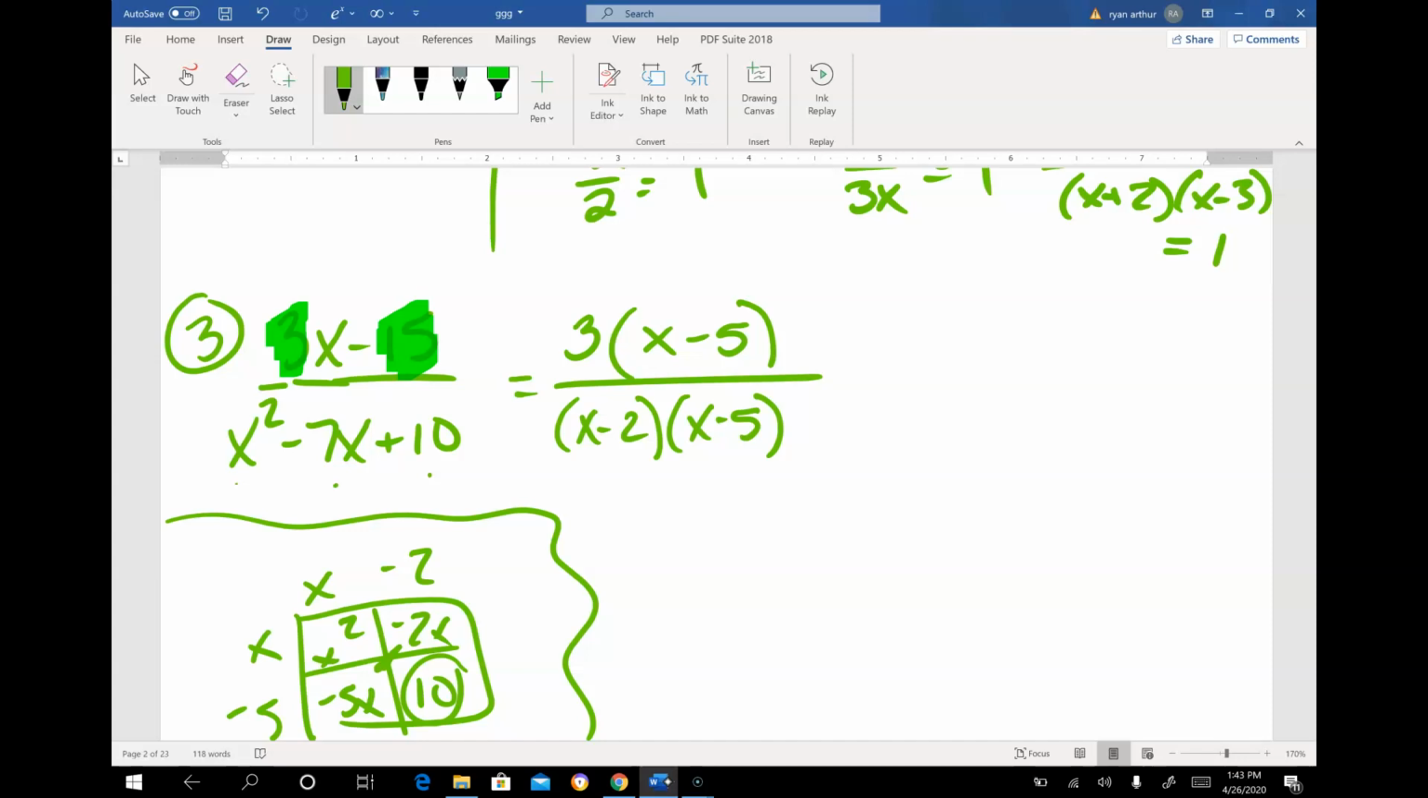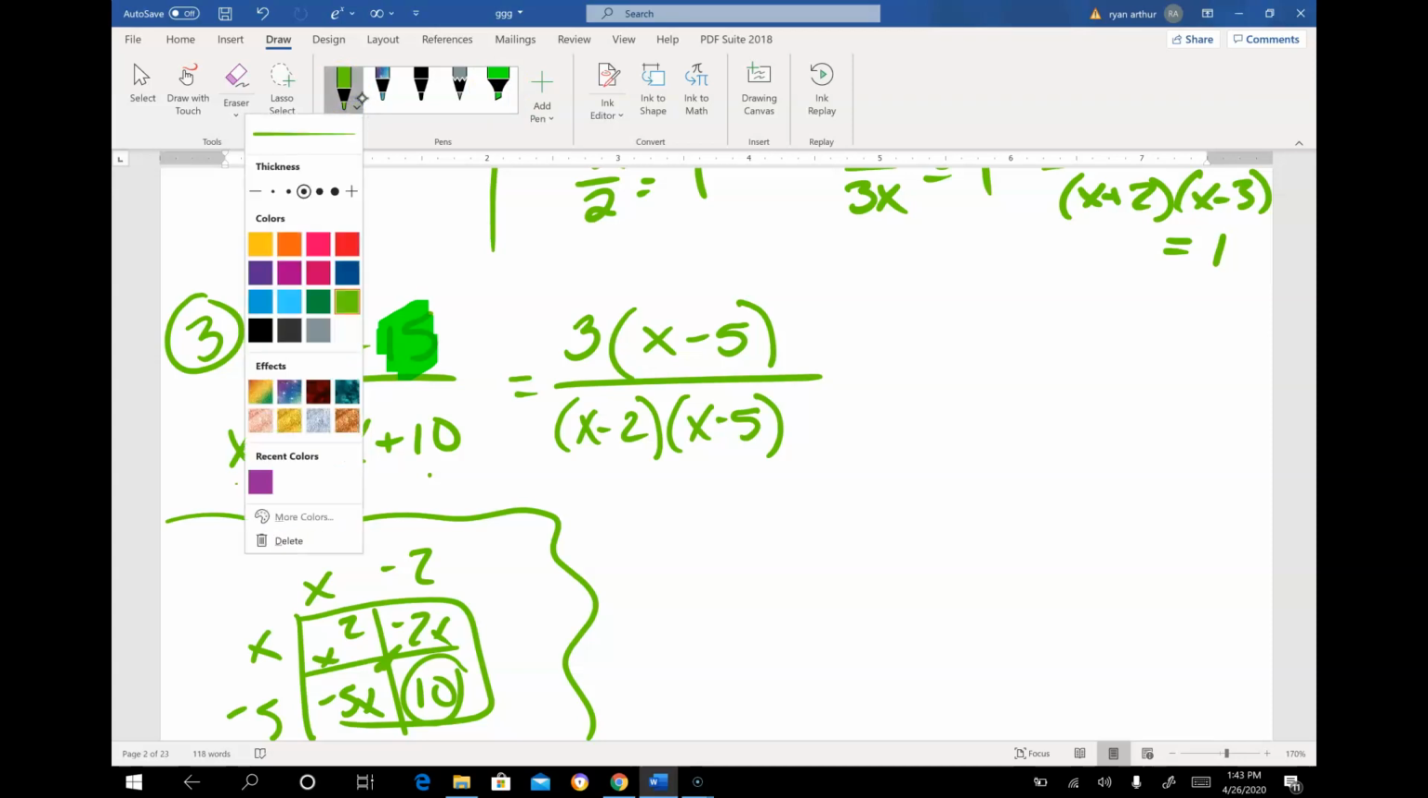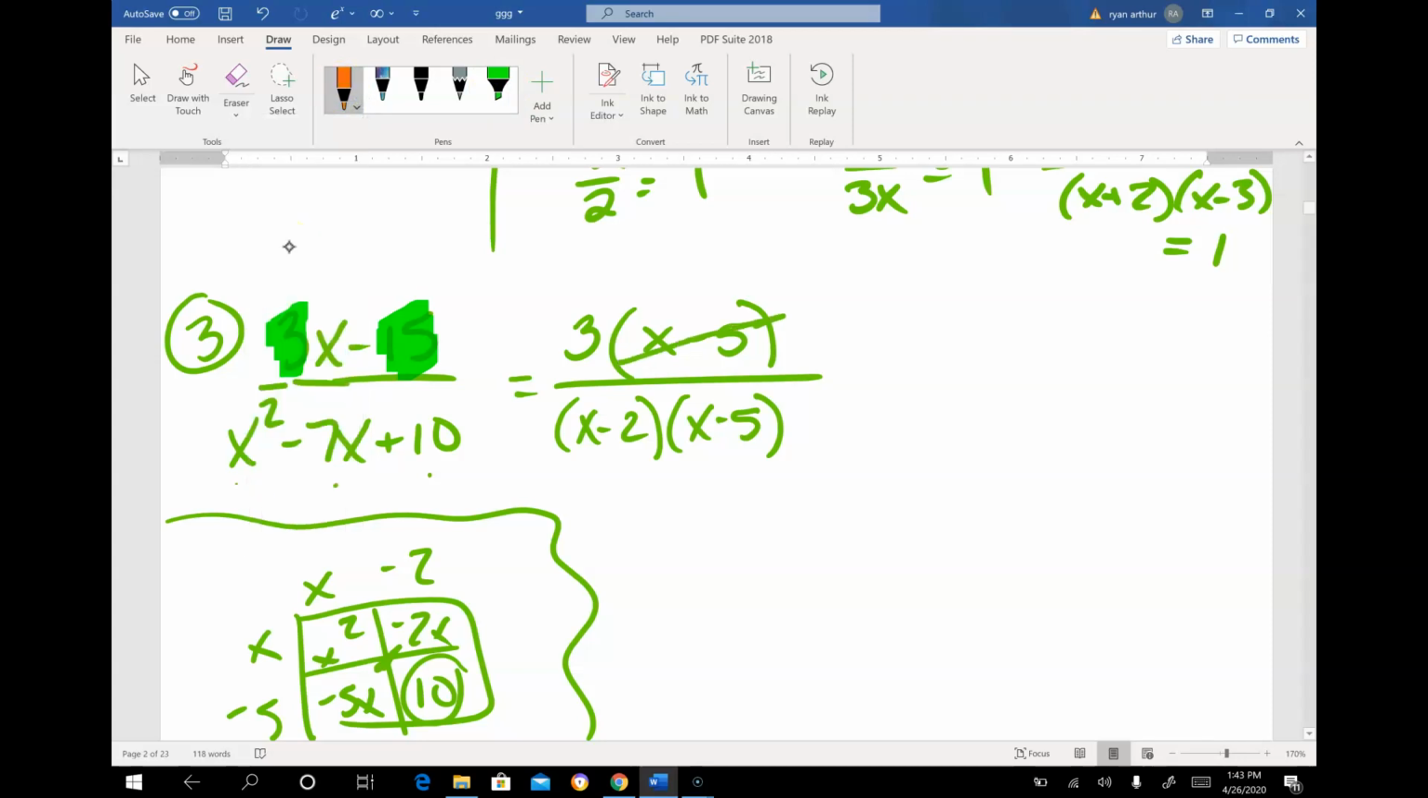Next step is to cancel out any common factors on top and bottom. What do I have in common on top and bottom? I have an x minus 5 and an x minus 5. They cancel. So now my answer is 3 over x minus 2.